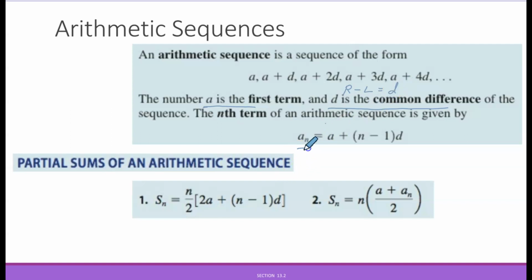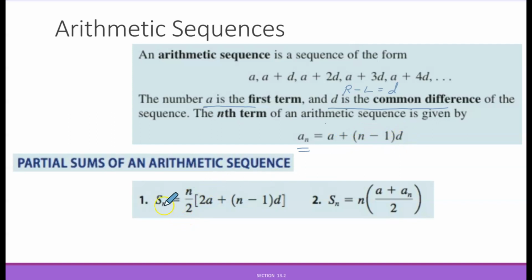To get the general form of an arithmetic sequence, a sub n, the formula that generates an arithmetic sequence, we're going to take the first term plus n minus 1 times that common difference.